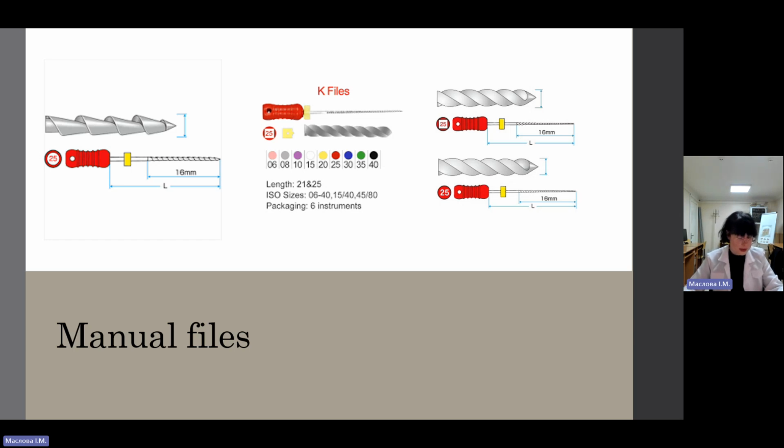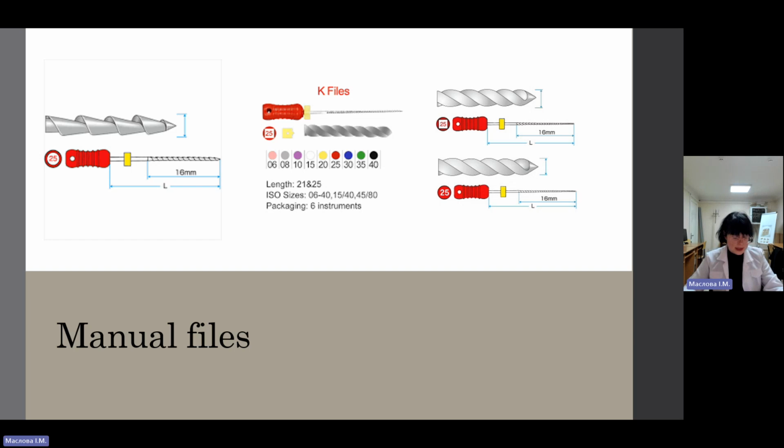What about the Hedstrom file? The Hedstrom file is made by a milling process from a steel blank of round cross-section to produce an elevated cutting edge. You can see this cutting edge on the screen. The tapering effect appears to form a series of intersecting cones.